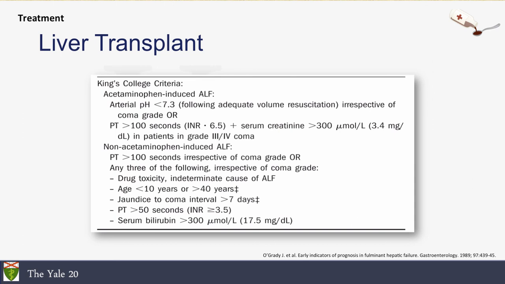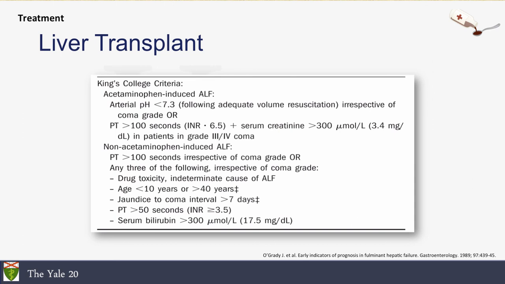One of the more commonly used prognostication systems for this purpose is the King's College criteria, which divides ALF patients into those with acetaminophen toxicity and those without. As we can see from the table, age, grade of encephalopathy, and level of coagulopathy are key prognostic factors. This system has good specificity but isn't overly sensitive, which could lead to unnecessary transplantation. It is also important that while transplant is a treatment option for some, it is not universally available.